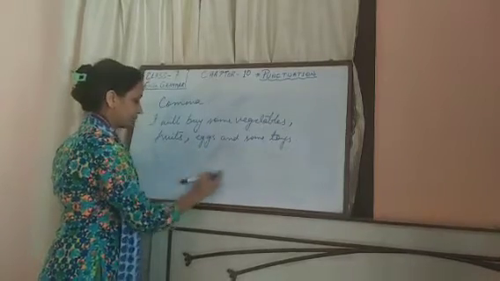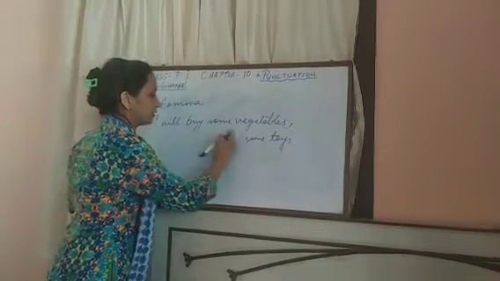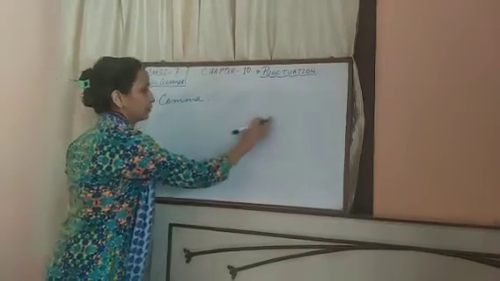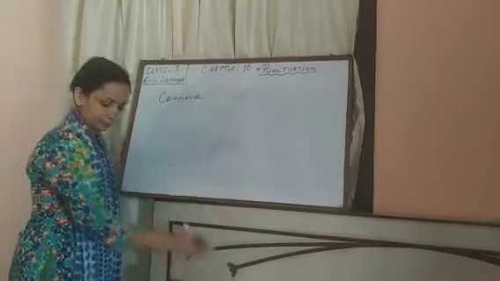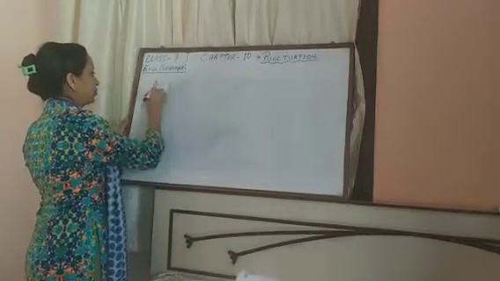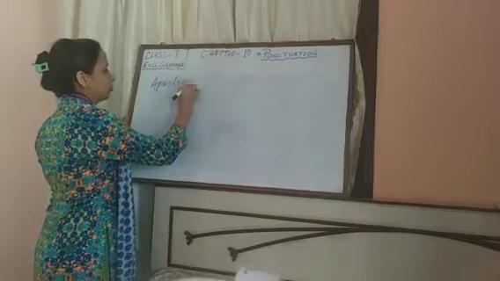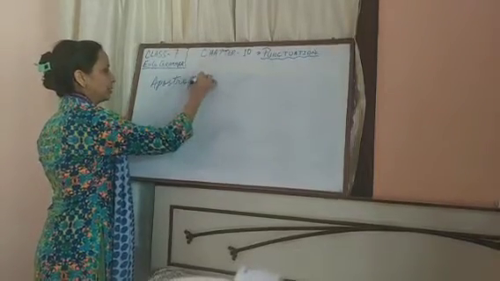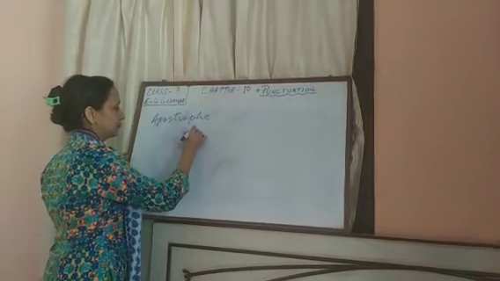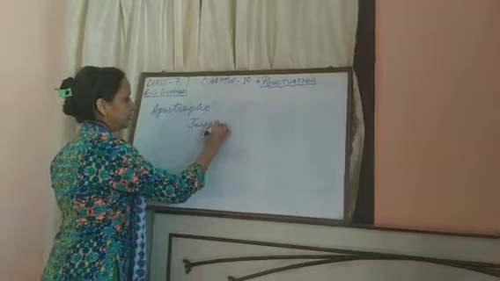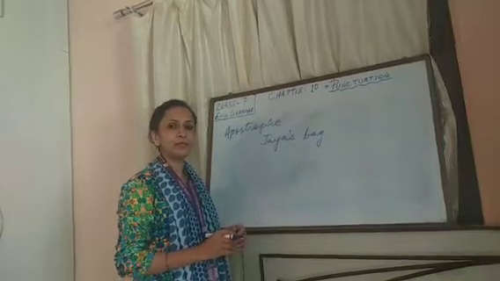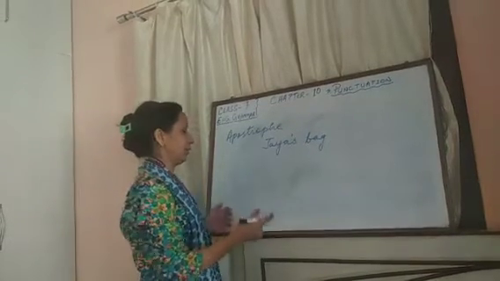Next, the next punctuation mark that we will learn: apostrophe. Apostrophe, as we know, is used to show ownership of anything. For example, Jaya's bag. So this is the use of apostrophe, showing ownership of anything.